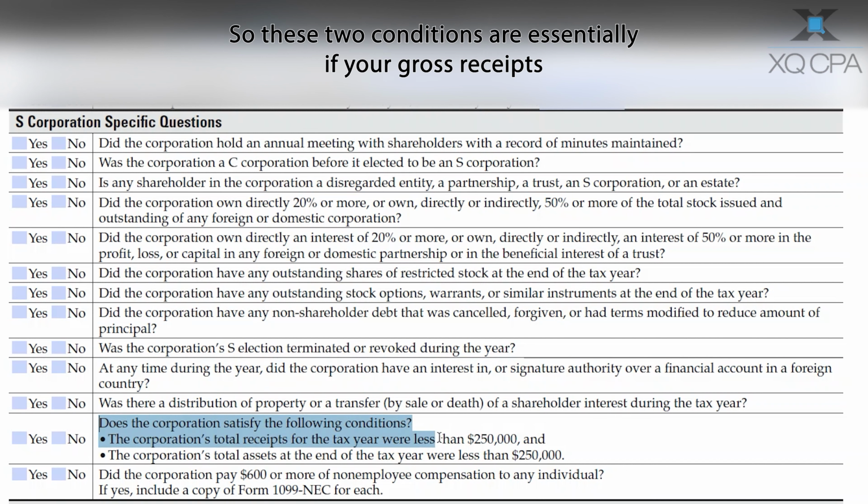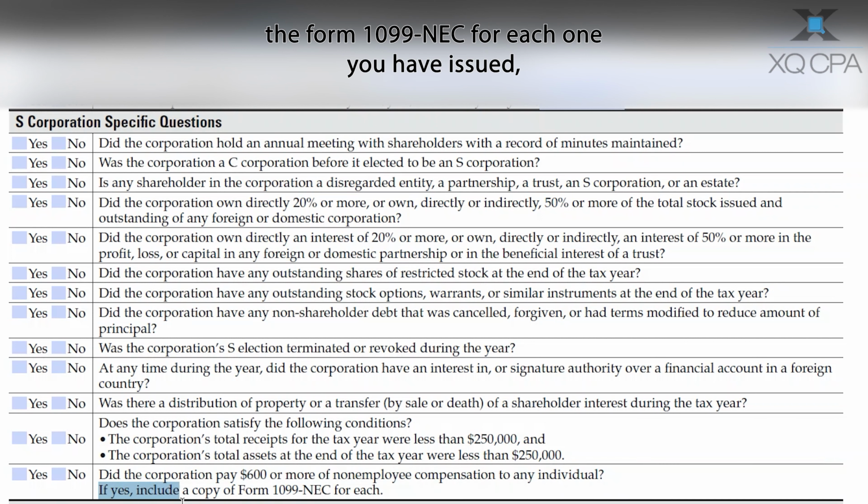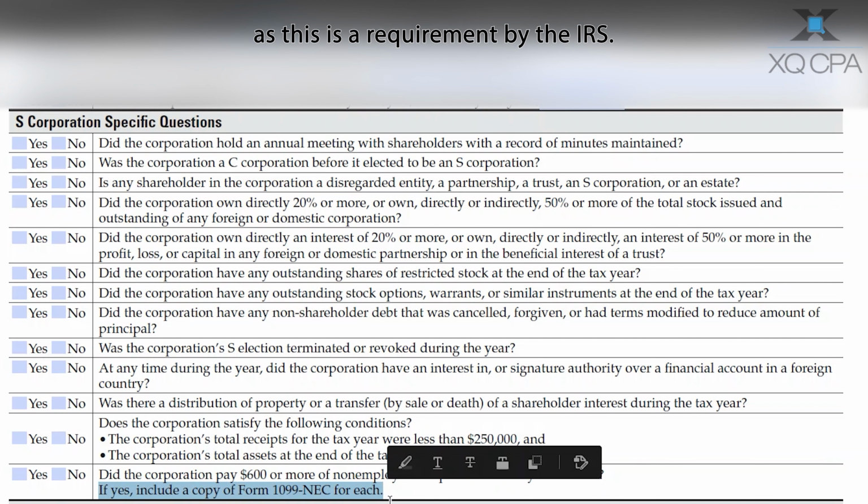The third question that we have is, did the corporation pay $600 or more of non-employee compensation to any individual? If so, then we will need the Form 1099 NEC for each one you have issued, as this is a requirement by the IRS.